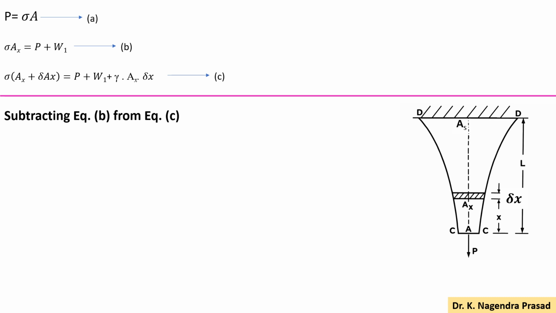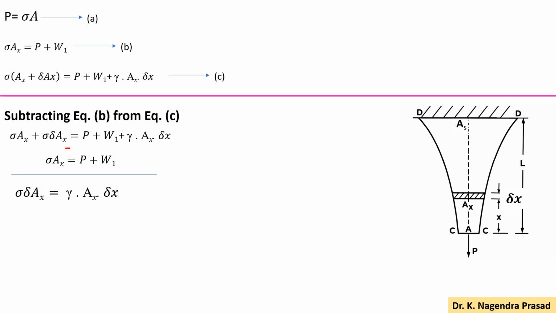So, from equations B and C, we are subtracting equation B from equation C. Then sigma Ax and sigma Ax cancel, and P plus W1 and P plus W1 cancel. Then sigma dou Ax equals gamma Ax dou x. From this, dou Ax divided by Ax equals gamma divided by sigma into dou x.